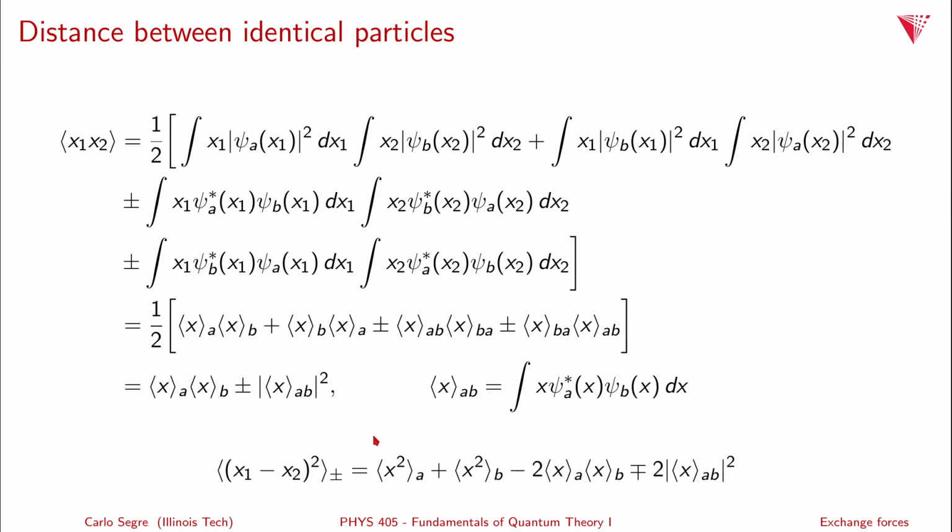So we can now calculate that distance squared, the expectation value of distance squared, for the plus and minus states. When we bring in what we had before, we have the expectation value of x squared in state A plus the expectation value of x squared in state B minus 2 times the expectation value of x in state A times the expectation value of x in state B. And then you have minus plus 2 times the modulus squared of the inner product of x across A and B.